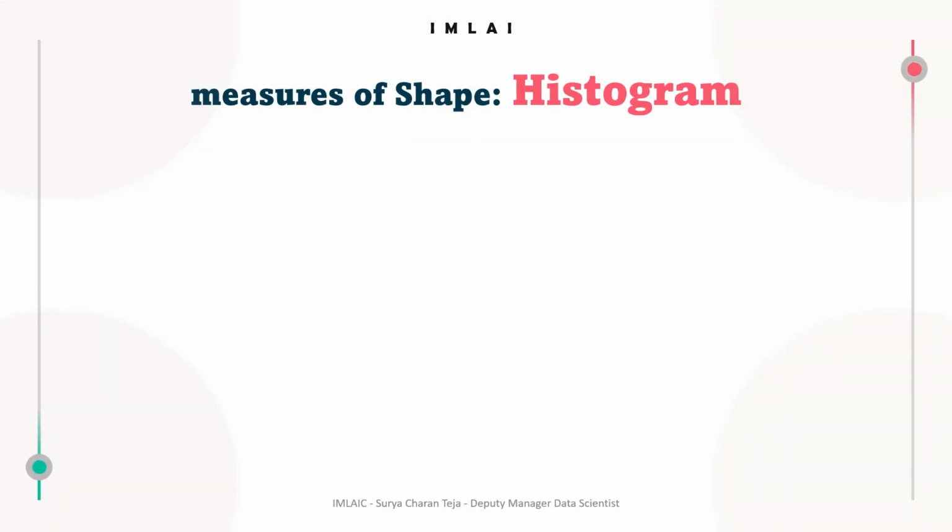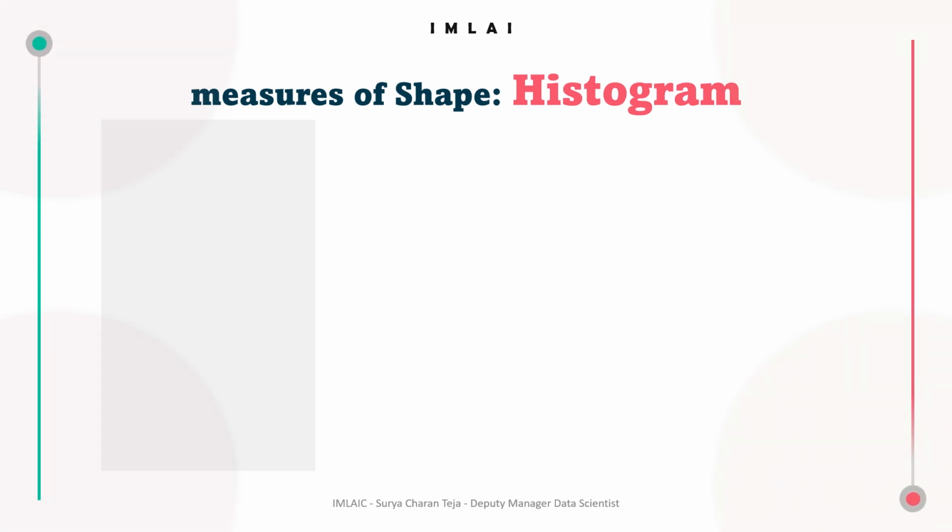A histogram is a graphical representation of the data distribution using bins or intervals. It shows the frequency or count of values falling within each bin, allowing for visual inspection of the shape, spread, and central tendency of the data. Let's see one example, which is on your screen on the right side.